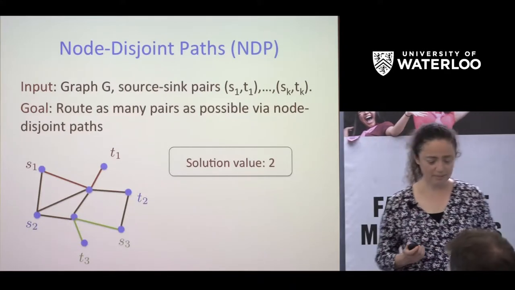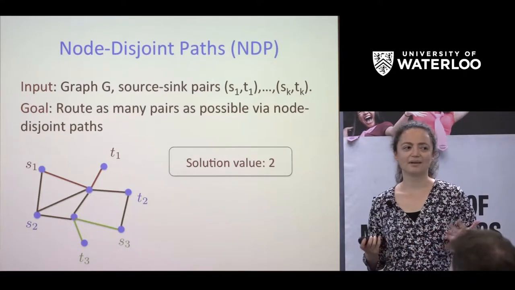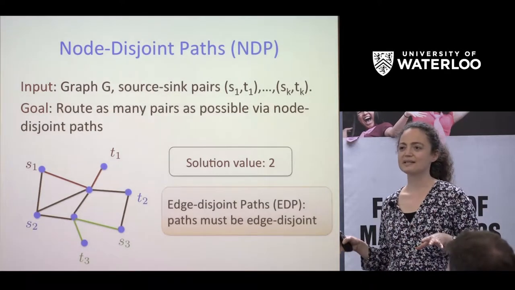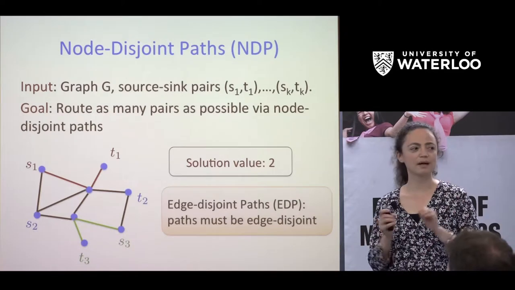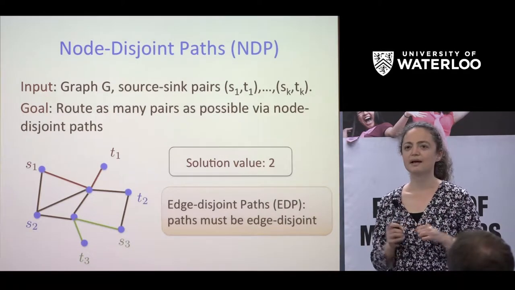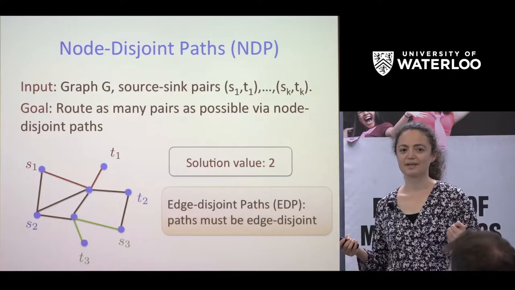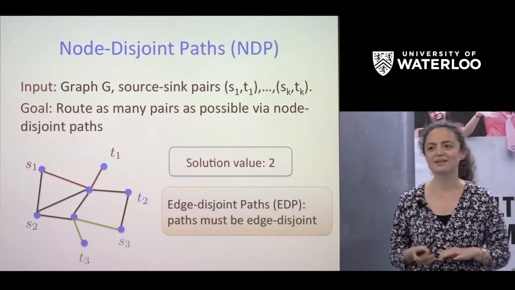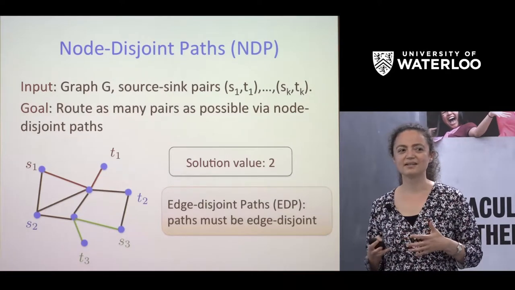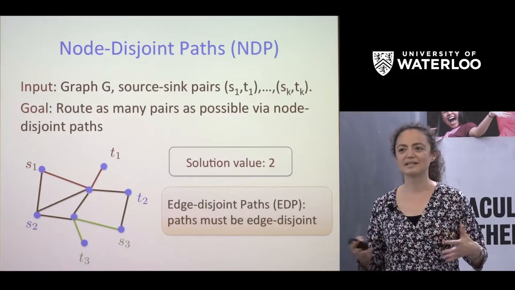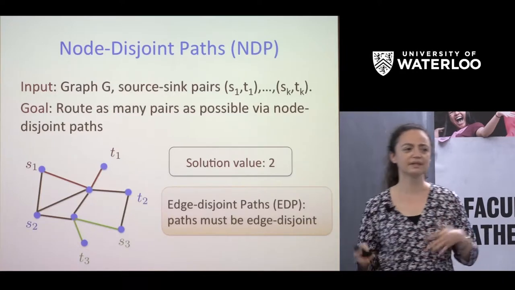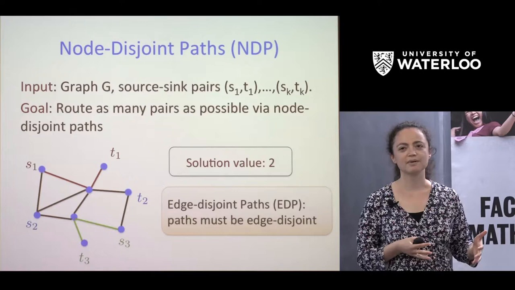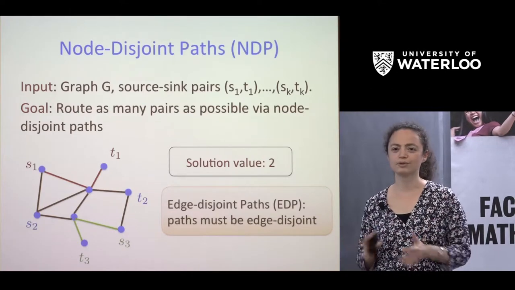So this is the problem, and there is a very closely related problem, a close relative of this problem, called the edge-disjoint paths problem. Everything is exactly the same, only now you allow the paths to share vertices. They have to be disjoint in their edges. So here you'll be able to route all 3 pairs. Even though it feels like edge-disjoint paths is kind of easier, these two problems behave in a similar way. Mostly whatever I say about one of them is going to be true about the other. So at the beginning, I'll talk about the node-disjoint paths problem. I'll switch to edge-disjoint paths at some point just for convenience.